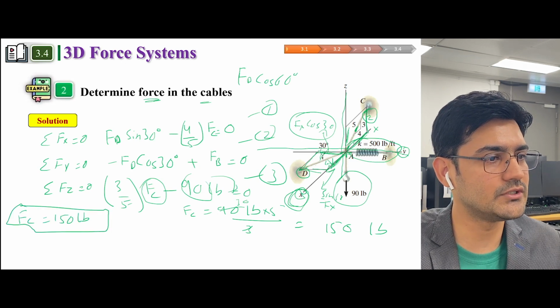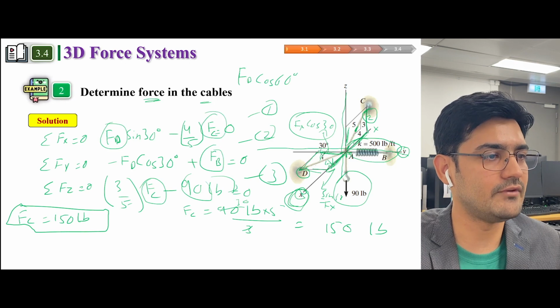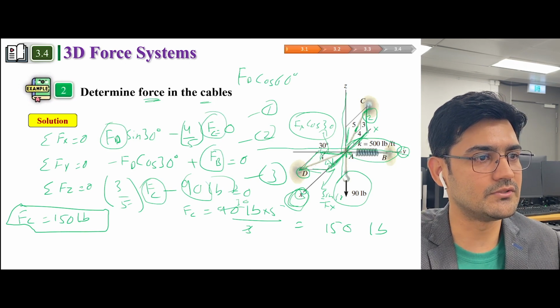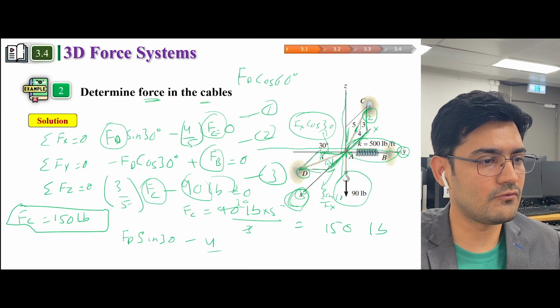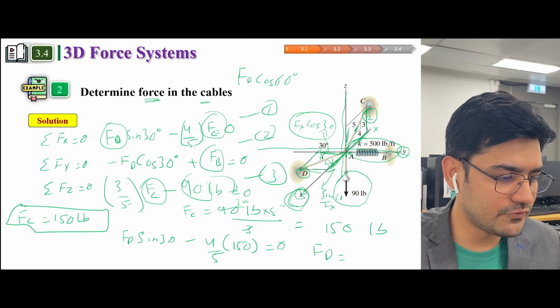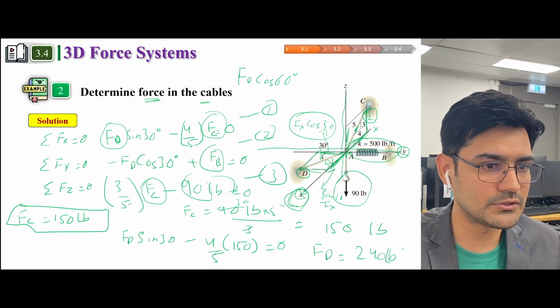Now all you have to do is to calculate FB and FD. We have found FC already. Okay, so we have FC, so we can use this equation, right? So FD sine 30 degree minus 4 over 5 into 150 is equal to 0. So you can solve this, right? If you solve this, you will get FD is equal to 240 pounds.